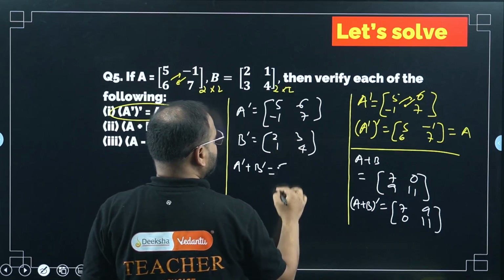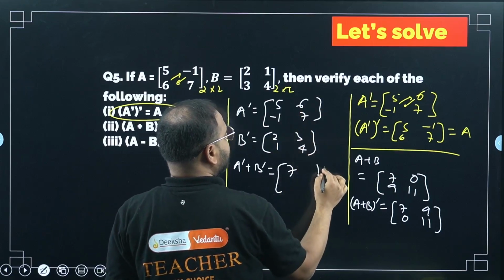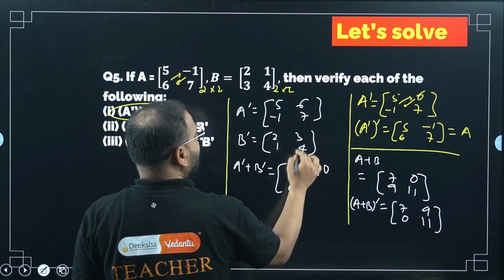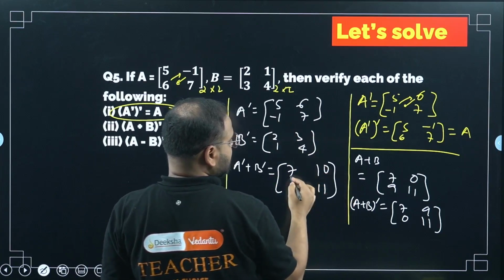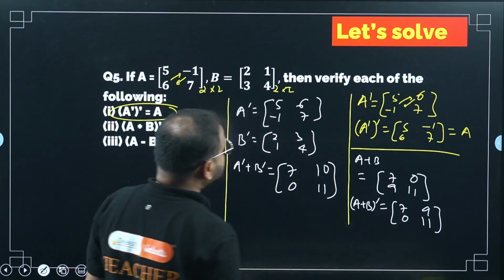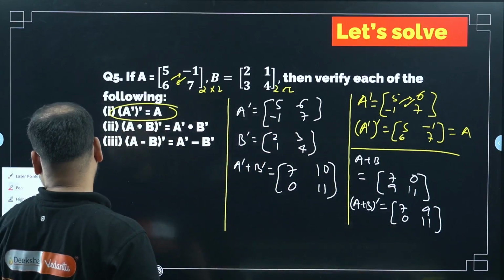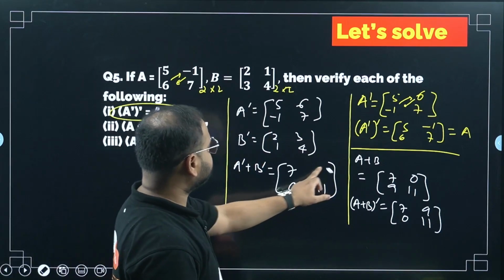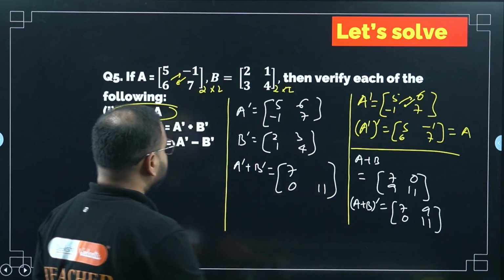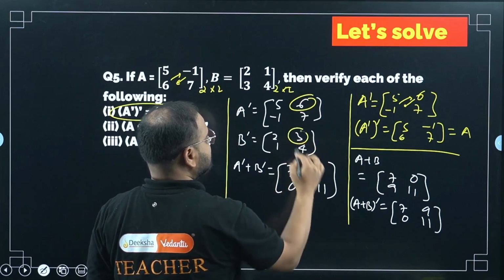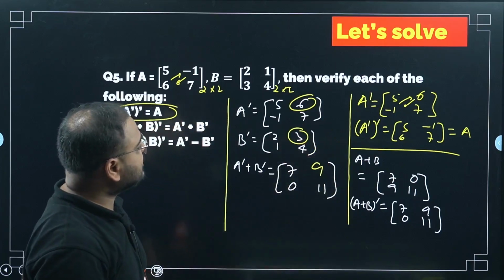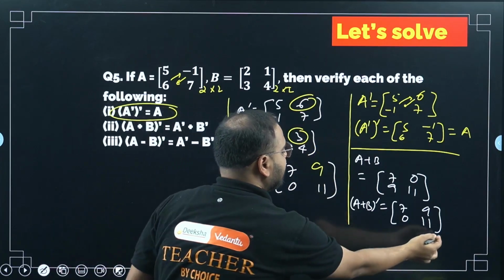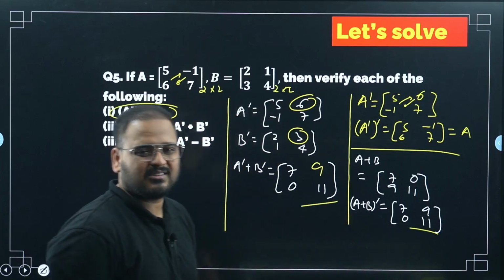So 5 plus 2 is 7, 6 plus 3 is 10, -1 plus 1 is 0, and 4 plus 7 is 11. Check here: 7, 10, 0, 11. A mistake from my side. 6 plus 3 is 9, not 10. So it is 7, 9, 0, 11.